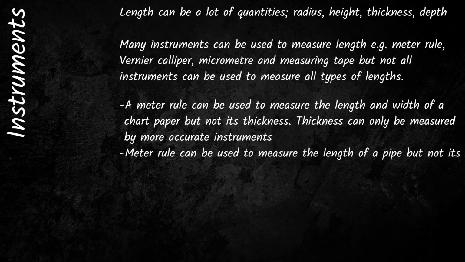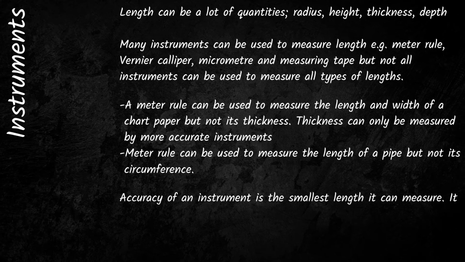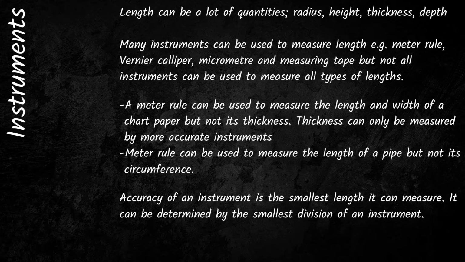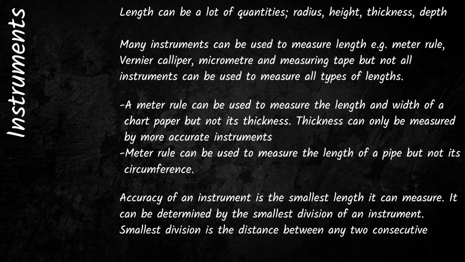Another example would be that a meter rule can be used to measure the length of a pipe, but not its circumference. Why? Because meter rules can only measure straight lengths. They cannot measure curved lengths. Another important thing to know about an instrument is its accuracy, which is the smallest length that an instrument can measure, and it can be determined by the smallest division of an instrument. What is smallest division? Really simple. The smallest division is the distance between any two consecutive markings on an instrument.